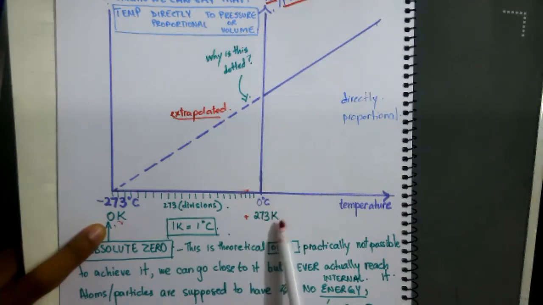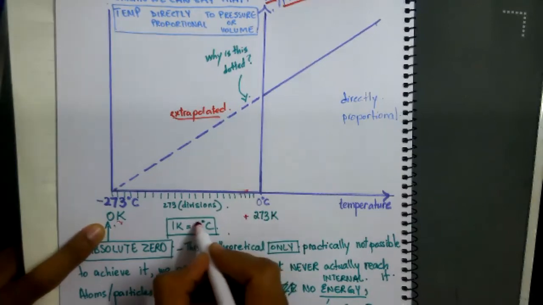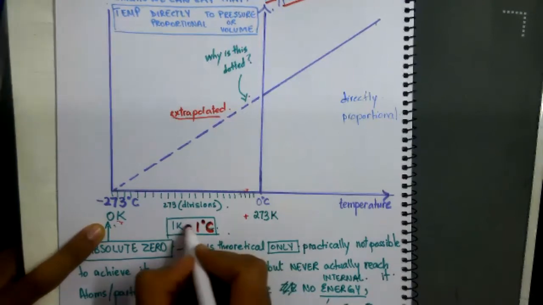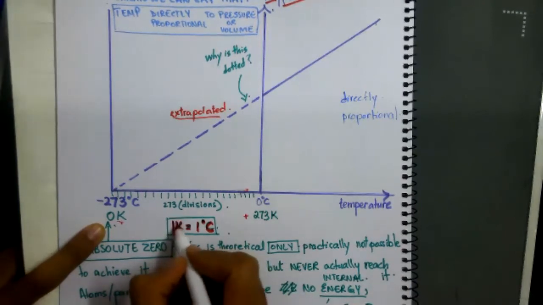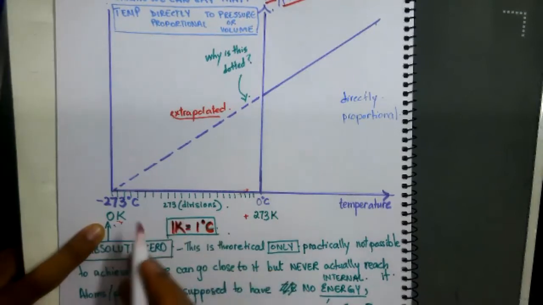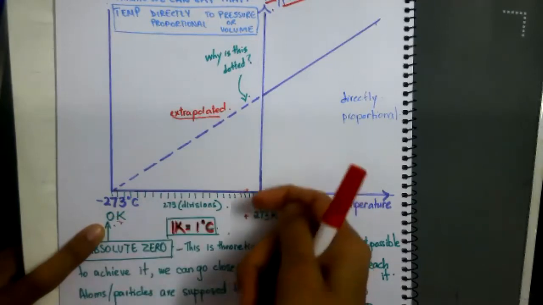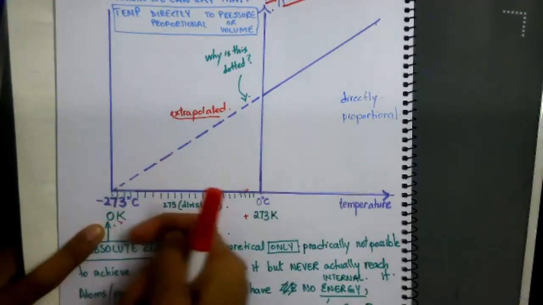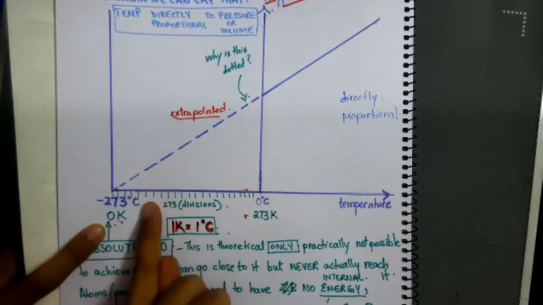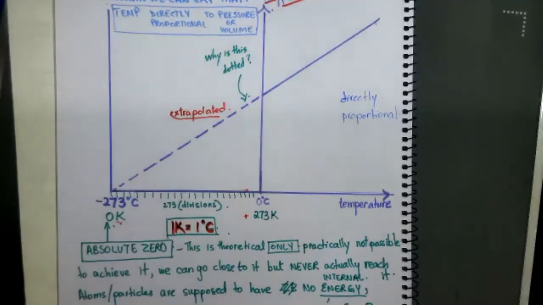So that means one division in the centigrade or Celsius scale is equal to one division on the Kelvin scale. Is that what it means? Because this is moving 273 backwards and this is moving 273 forward. That means one division of 1 degree Celsius is equal to 1 Kelvin.